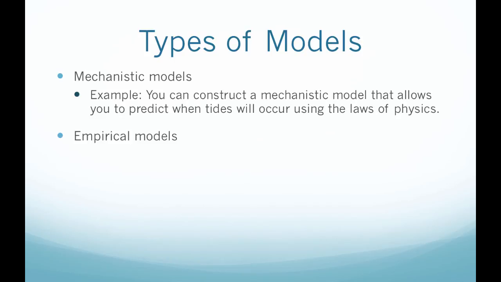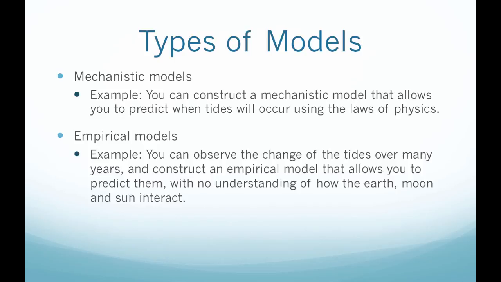The second type of model is called an empirical model. This is a model that is based on direct observation, measurement, and extensive data. An example of this would be observing the change of the tides over many years and constructing an empirical model that allows you to predict them, with no understanding of how the Earth, Moon, and Sun interact. Both types of models can be used in design.